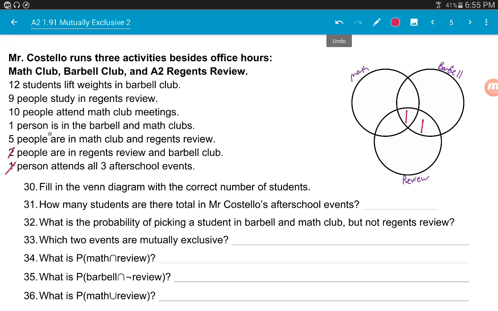There are 5 people that are in math club and Regents Review. 5 people. So this here is math club, and this here is Regents Review. So in this section here, this hashed out section that I'm scribbling all in, there should be 5 people, but there's 1 right now. So 5 minus 1 is 4. And now you can see that there are indeed 5 people in this section.